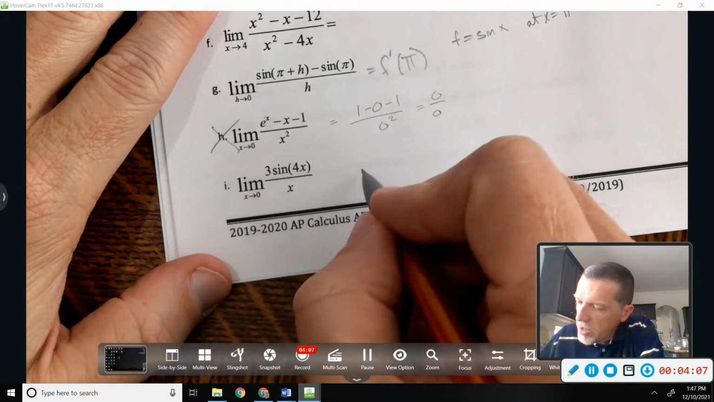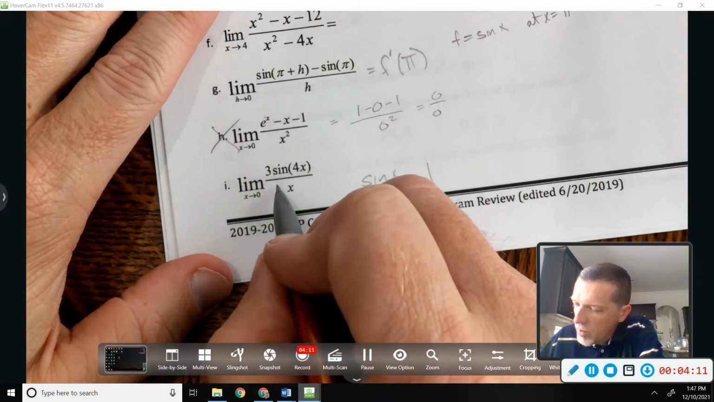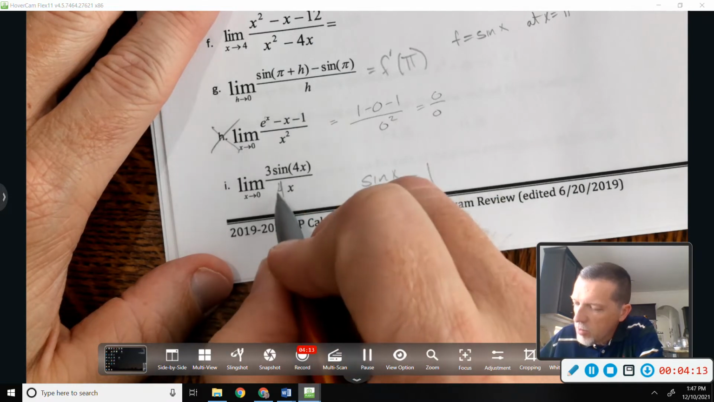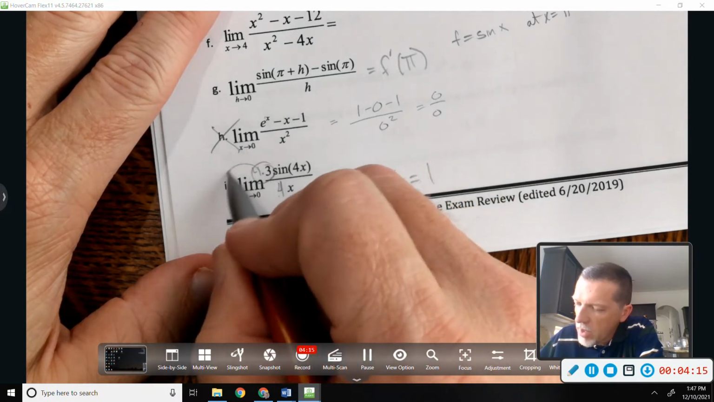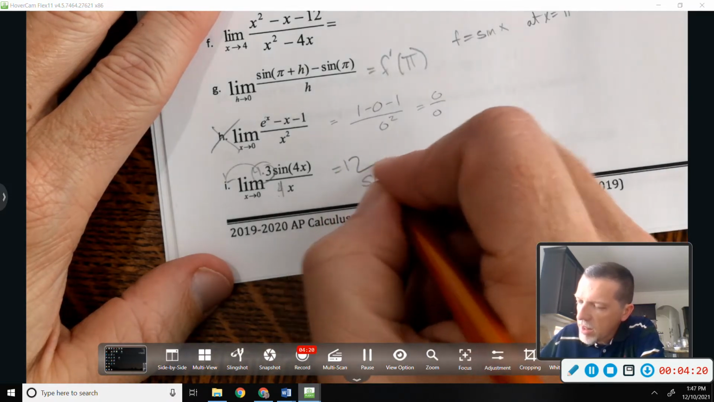This one, I know sine of x over x equals 1. So if I can make some things match up, put a 4 there and a 4 in the top, and then take the 12 out front, that's just going to be 12.